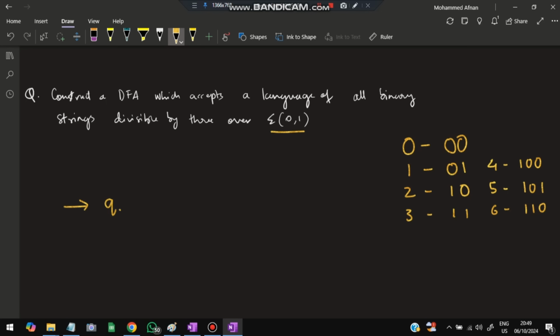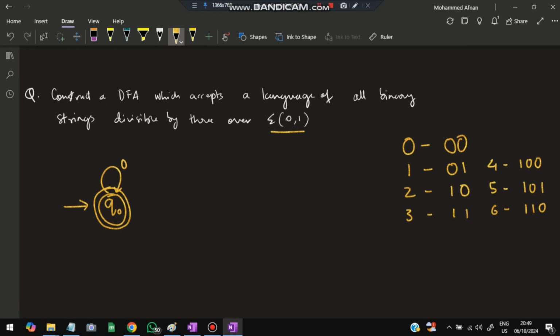So Q0 is here. If it is a 0, it should be accepted here. The binary string we are concerned with. So if 0, it should come here, and this is the only final state also. If 0, it should be accepted, that is the final state. 0 is divisible by 3. n number of zeros is also still 0 only, so it should be divisible by 3 and it will be coming back to this state.